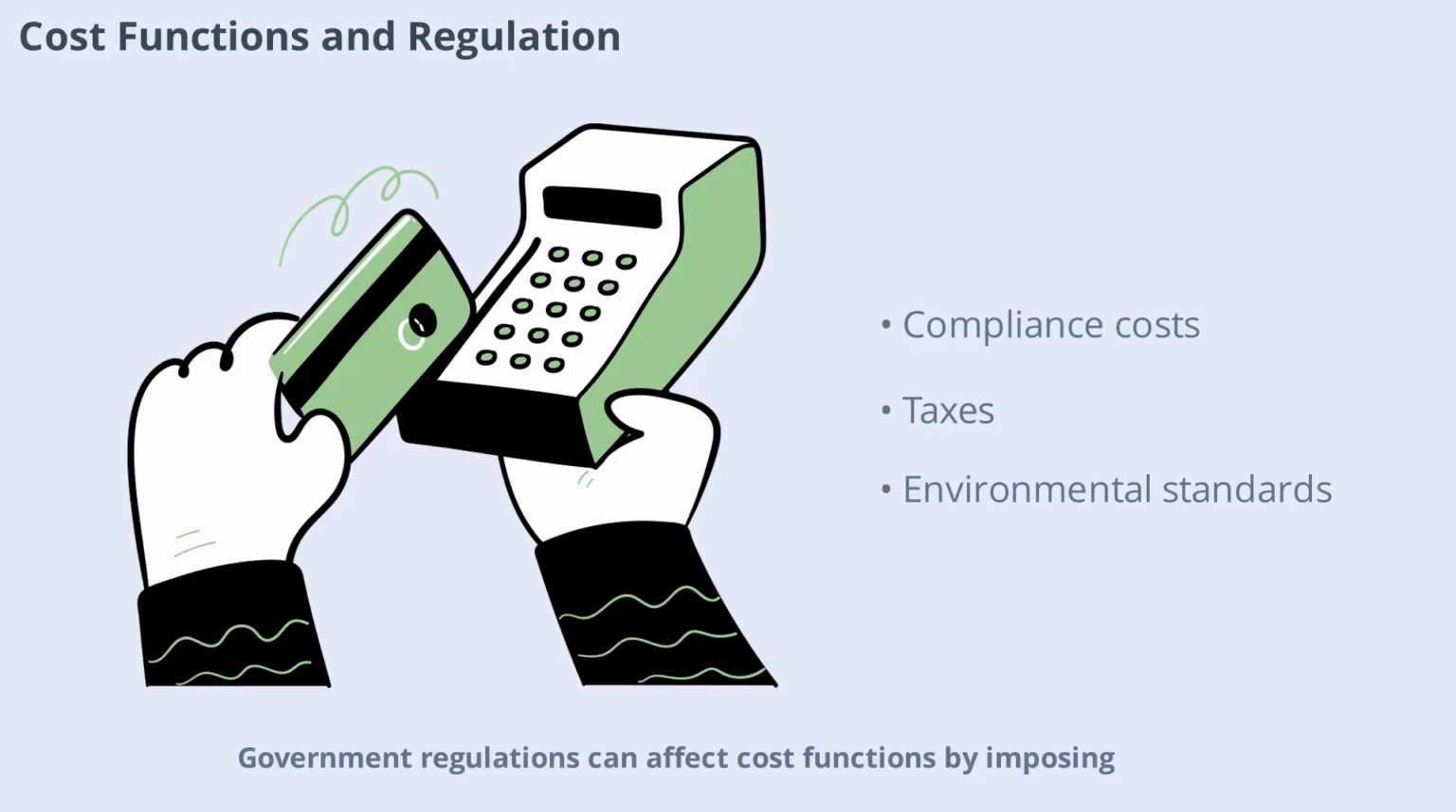Government regulations can affect cost functions by imposing additional costs or requiring changes in production processes. Compliance costs, taxes, and environmental standards all play a role. Firms must factor these into their cost analysis to remain compliant and competitive.